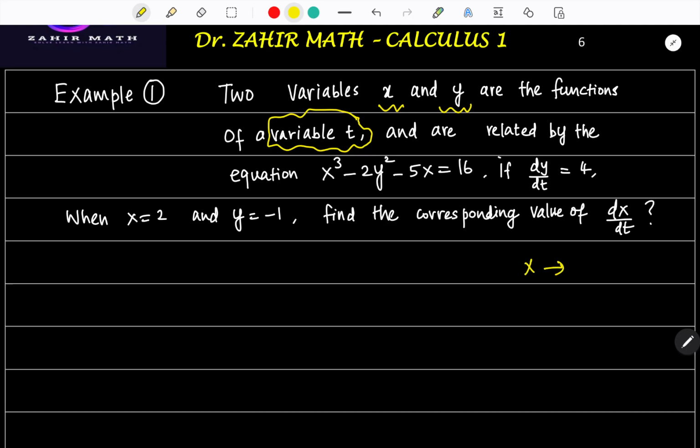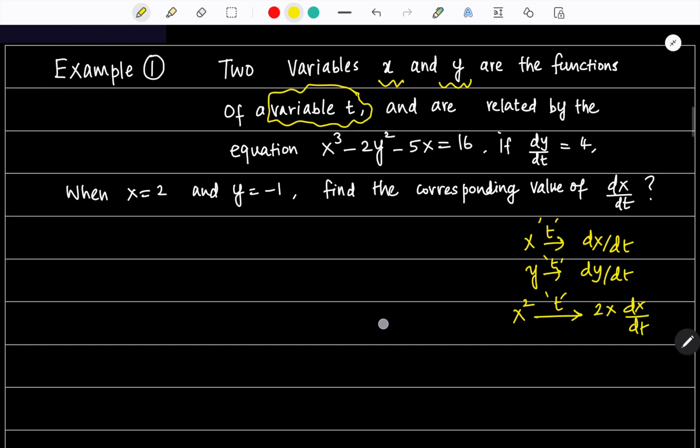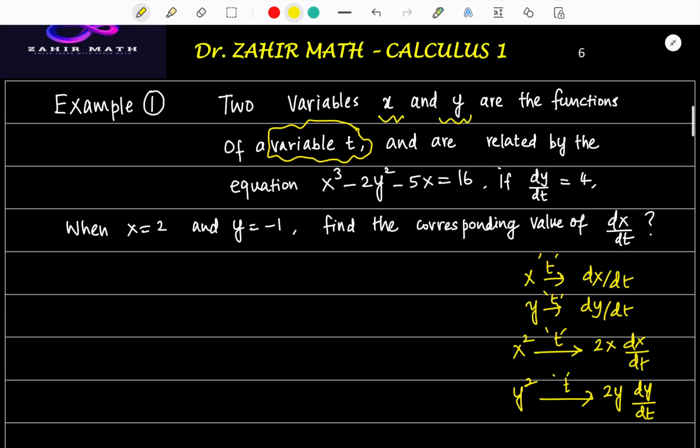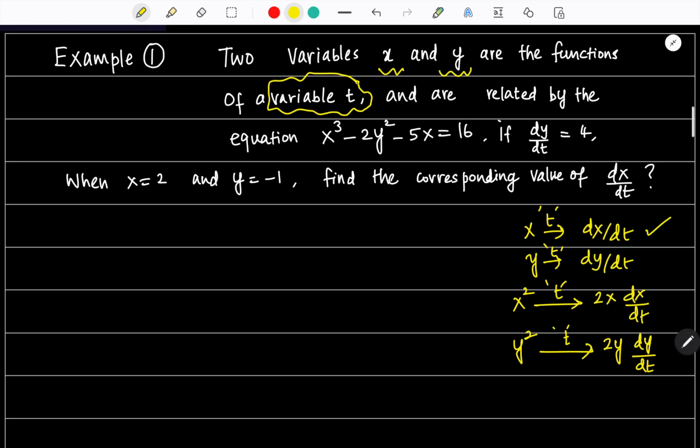Suppose you have x, you differentiate, dx by dt. Suppose you have y, if you differentiate with respect to t, you get dy by dt. Suppose you have x square, you are differentiating with respect to t, 2x dx by dt. Suppose you have y square, you want to differentiate with respect to t, 2y dy by dt. What a lovely idea, you see. So when the two variables are functions of t, your differentiation takes the model like this.